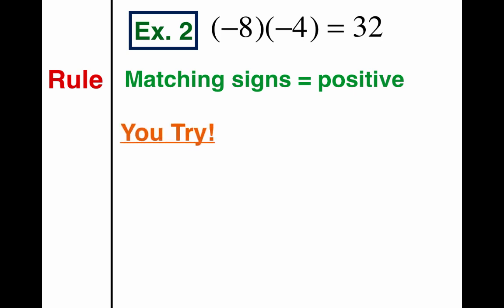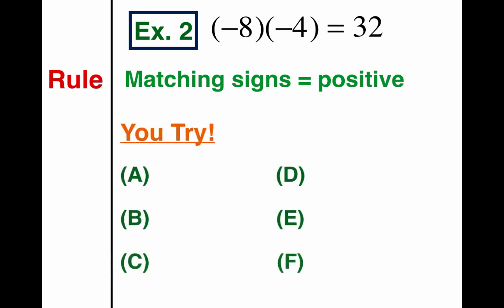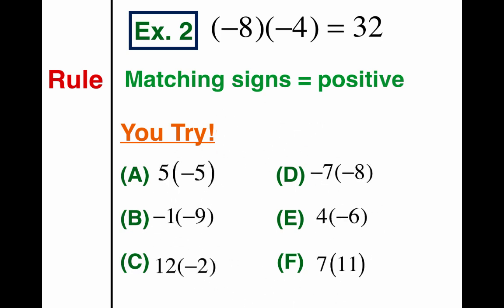All right, your turn. I'm going to have you try. So I'm going to give you 6 questions. We're going to label them A, B, C, D, E, F. And what I want you to do is write them down and then use the rules. If they're opposite signs, negative answers. If they're matching signs, positive answers. So here are your 6 questions. Hit the pause button on your device and see how many of them you can get correct.